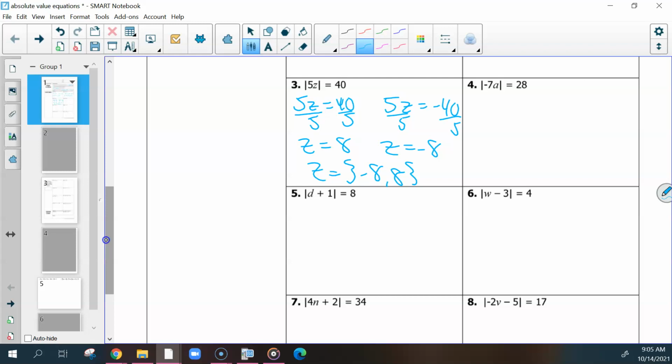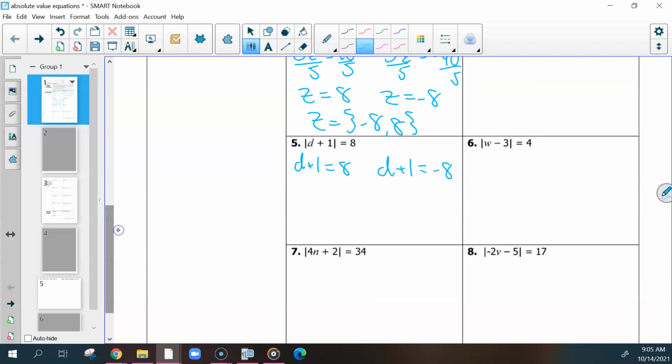For number 5, our absolute value sign is isolated. So we can set this inside equal to a positive and negative 8. And we need to solve both. So subtract 1 on both sides. So all the ones we've done so far, they were basically the positive and negative of the same number, but that won't always be the case, especially if you have to add or subtract something.